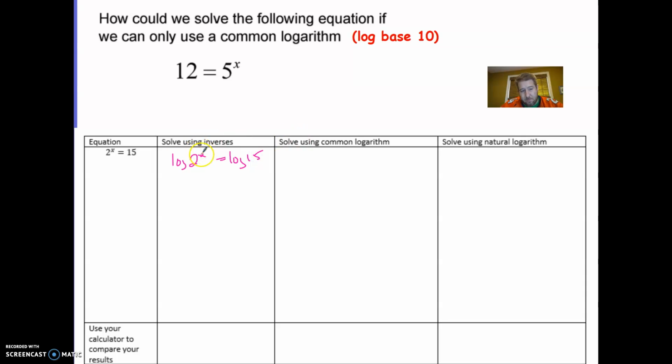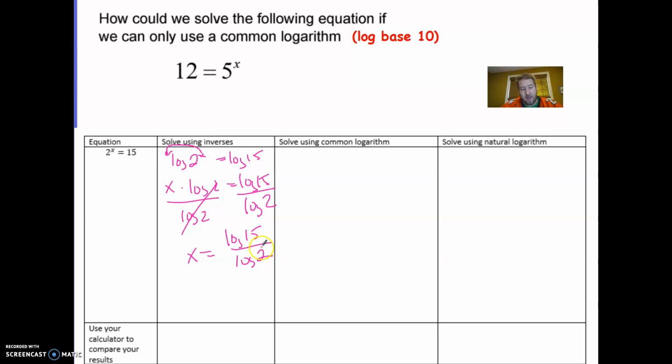Now I'm going to use the power property and push the x out front, so that gives me x times log of 2 equals log of 15. Now I want to isolate the variable, so I divide both sides by log of 2. Now keep in mind, it's log of 2, not log base 2. So you got to be careful with writing your numbers, because that kind of looks like I wrote it kind of small like a base, but it's not. These cancel out, and you're left with x equals log of 15 over log of 2.